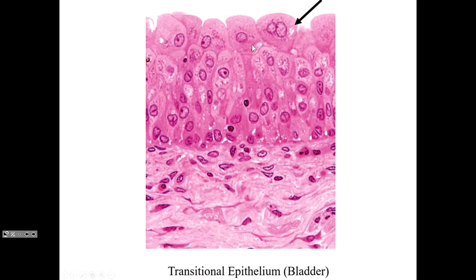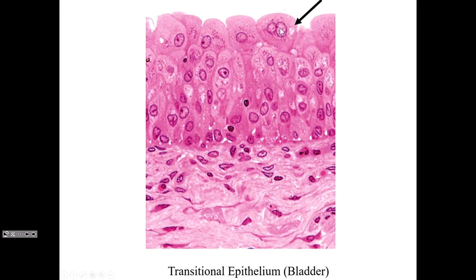Okay, transitional epithelium. Remember I talked about transitional epithelium in the bladder, where depending upon whether the bladder is full or empty, the shape of those cells inside the bladder will change. So this would actually be an empty bladder because these cells are somewhat cuboidal in shape. The other thing that tells you that this is bladder is these binucleated cells. These binucleated cells are a distinguishing histological feature of the transitional epithelium lining the bladder.